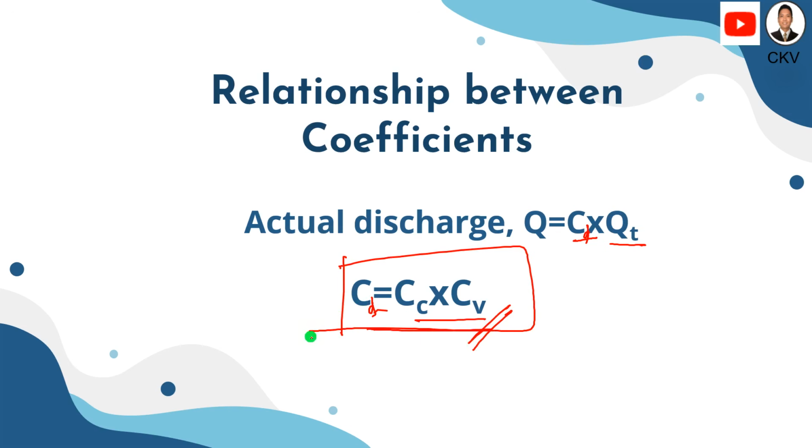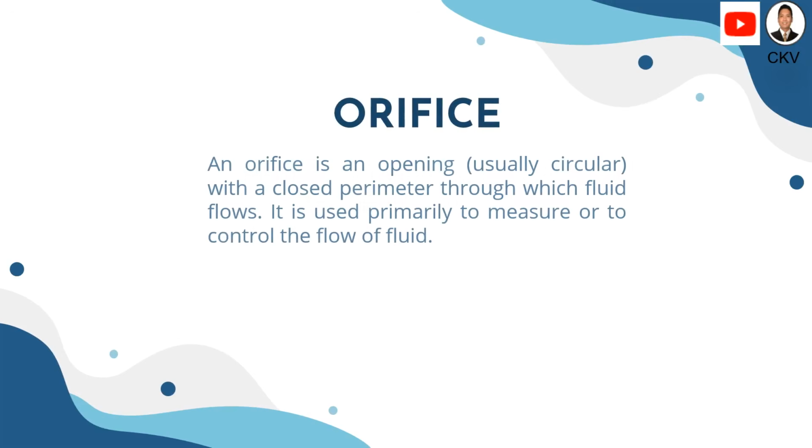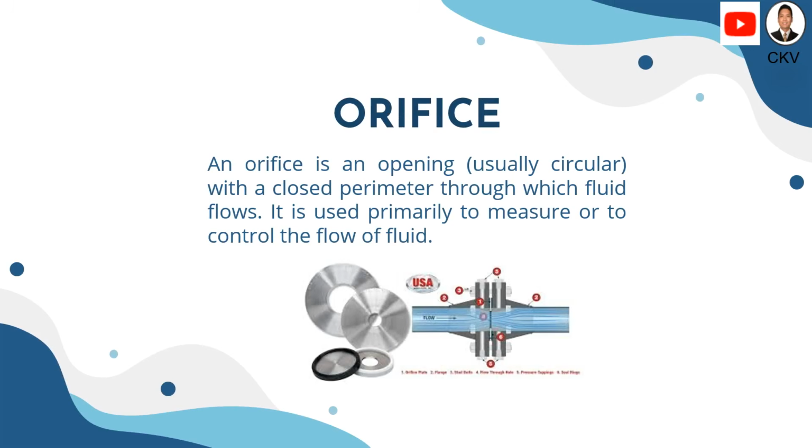Next, the first device that we will discuss in measuring fluid flow is the orifice. An orifice is an opening, usually circular with a closed perimeter, through which the fluid flows. It is used primarily to measure or to control the fluid flow. This is an example of an orifice, where we put orifice plates in between the pipe to measure the flow rate in this pipe.